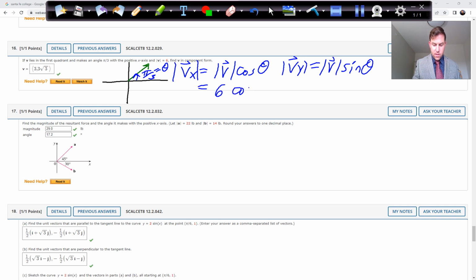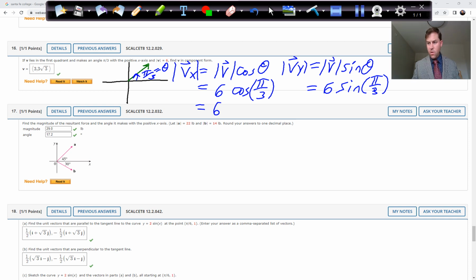We know this is 6. We know this is pi over 3. Make sure you're in radians on your calculator. This is 6 times cosine pi over 3, and this is 6 times sine pi over 3. Cosine of pi over 3 is 1/2. No, wait. Pi over 3 cosine is 1/2. So this is times 1/2. And sine of pi over 3 is root 3 over 2. You could use the unit circle to get that also. You don't have to just dump it in your calculator. So the x component is 3.